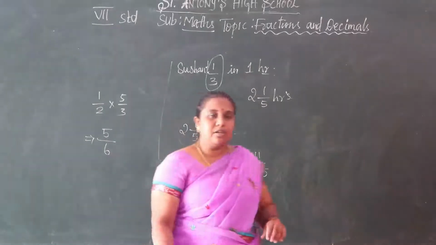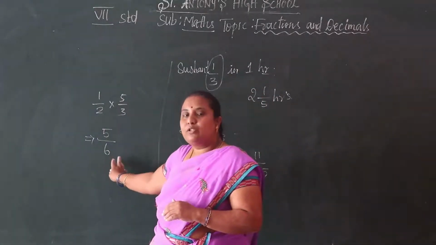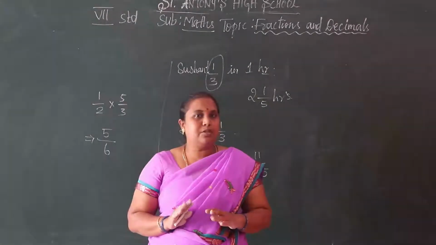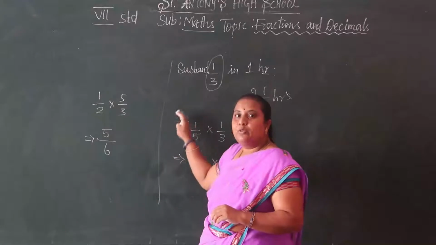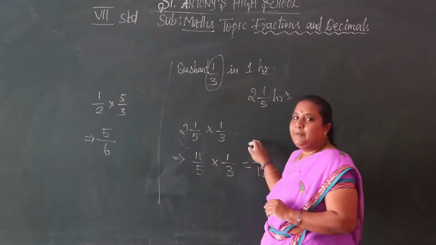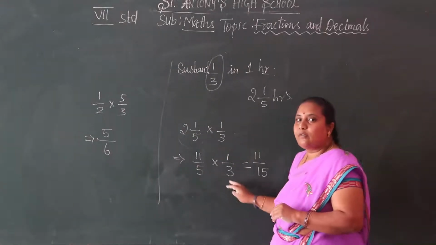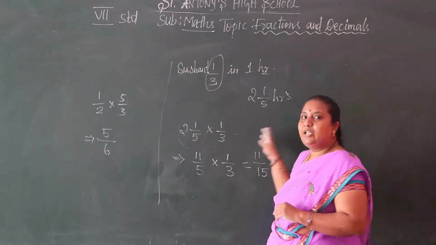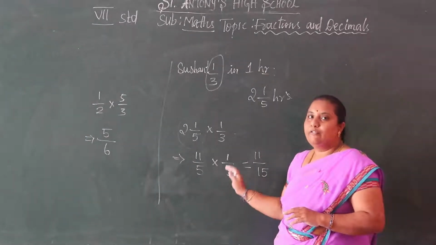Understood, children? This is the basic way of multiplying two fractions. If you have a mixed fraction, you can change it into a fractional form, and then multiply the numerators of the given two fractions and the denominators of the given two fractions. Then you get the solution.